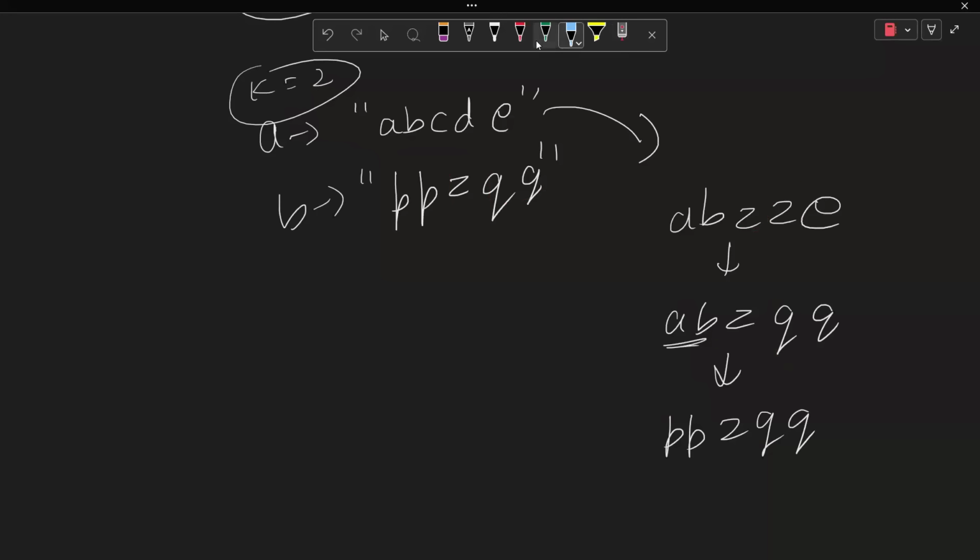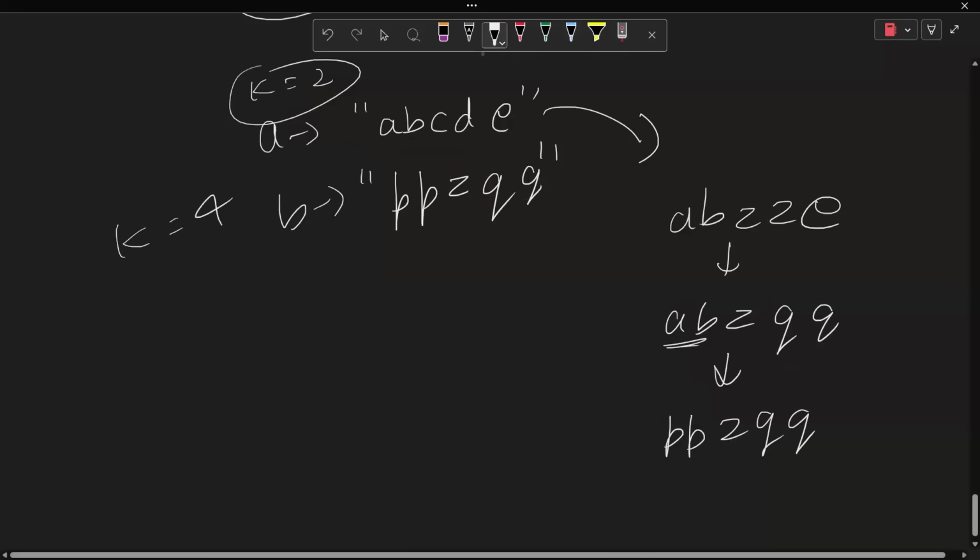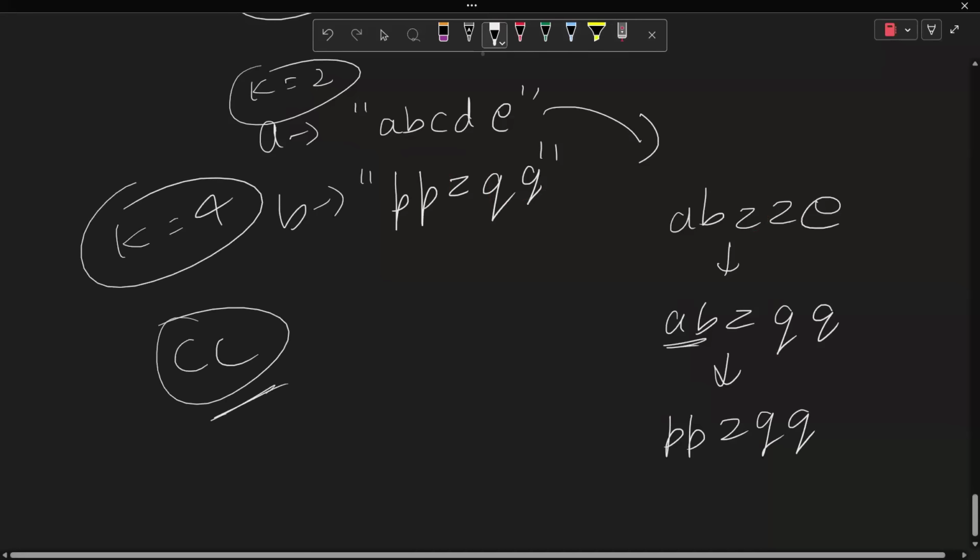So if your K is some 4, and there is some character occurring 2 times, CC, you can still have this by having it 4 times and then replacing these C's by some other value. But you cannot do it always.